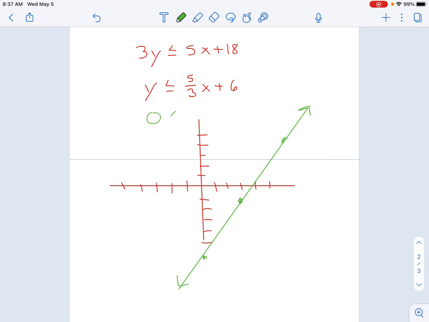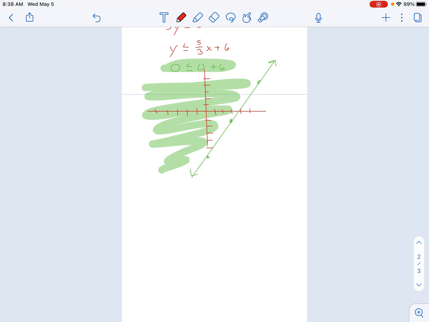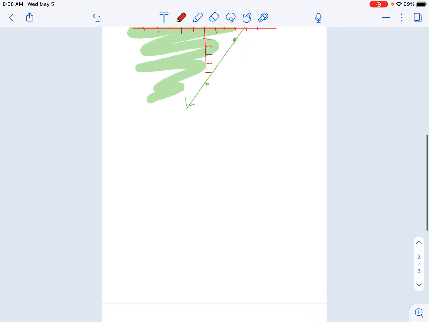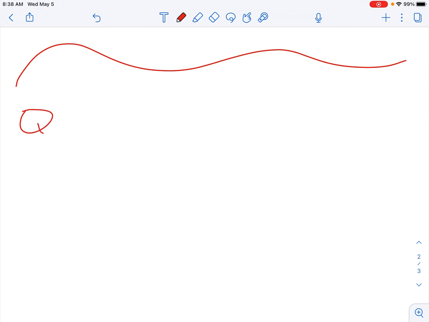So I get 0 is less than or equal to 0 plus 6. All right, well, this is a true statement. Okay, so 0 is less than or equal to 6. That means that 0, 0 works, so I should shade everything on that side of the line. And again, if that was a false statement, I would shade everything on the other side of the line. All right, so the difference between linear and quadratic inequalities is, of course, the function. So let's then move on to quadratic inequalities.